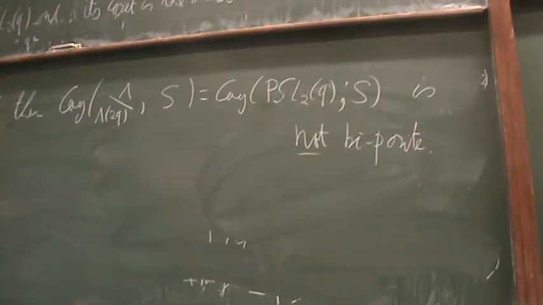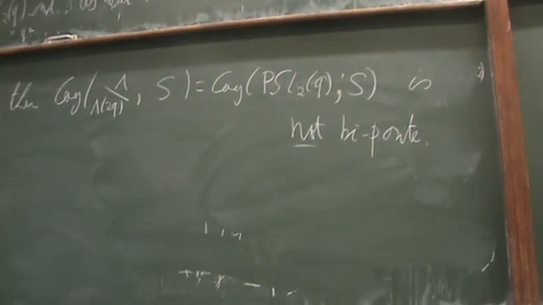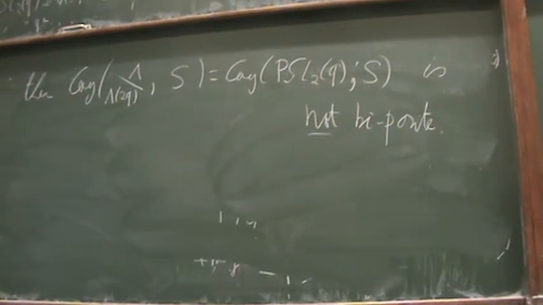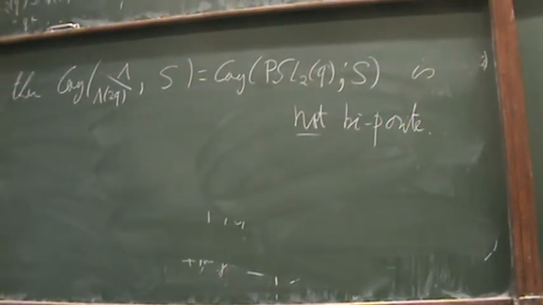Because PSL2Q is a simple group. PSL2Q does not have a normal subgroup of index 2. And I just told you that if a Cayley graph of a group is bipartite, it must have a subgroup of index 2, and the generator should take you from one side to the other.